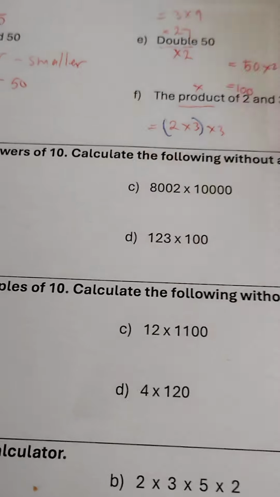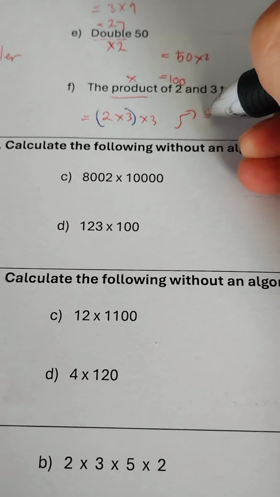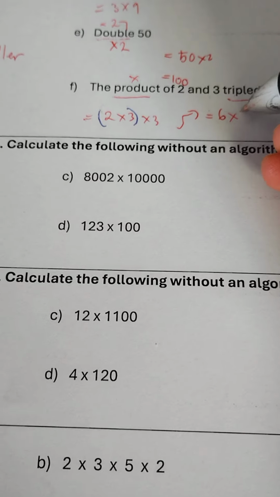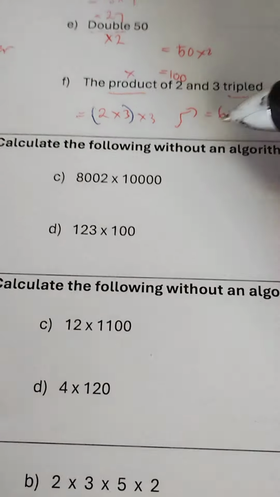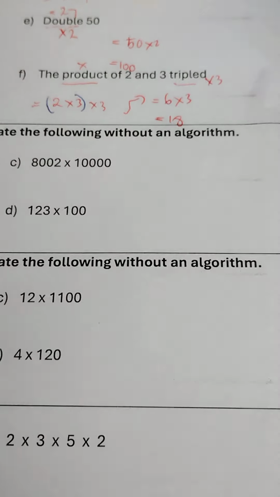And now 2 times 3 would be 6. So equals 6 times 3. Now I'm going to triple 6. So 6 times 3 is 18. So there's our answer for that one.